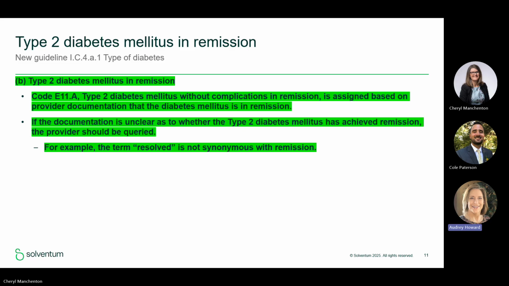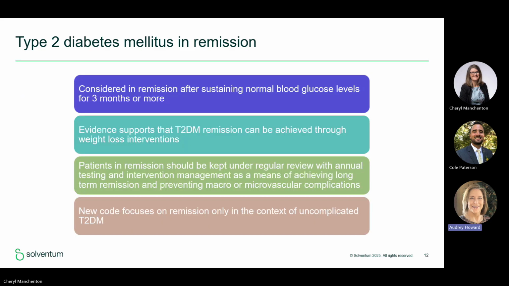And then Cheryl, go into a little bit more of the clinical background on diabetes before we talk about the quality. Sure, thank you. When we talk about what it means to be in remission, there is established criteria for that: sustaining normal blood glucose levels for 3 months or more. There is clinical evidence that this can occur in a type 2 patient, certainly not a type 1, through weight loss interventions as a great example.